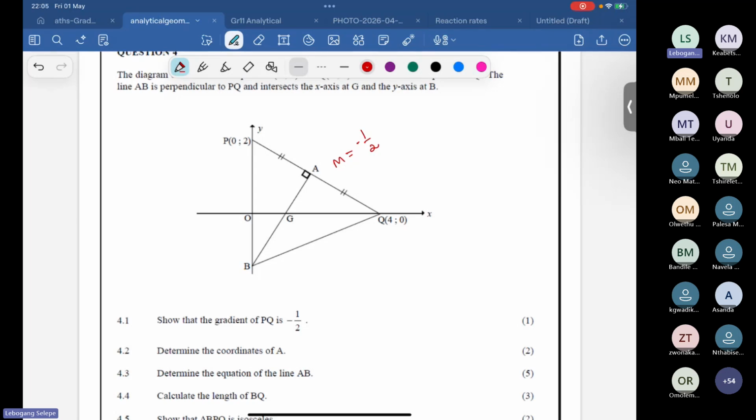The gradient of PQ and the gradient of PE must give us 1, which is the gradient will give us 2. Perfect. The first thing that you need to know, obviously, when you determine an equation is to understand the gradient of a function, right? So we don't have the coordinates of B, which means that we cannot use the gradient formula to calculate the gradient of AB. But we know that there is a relationship between this line here.